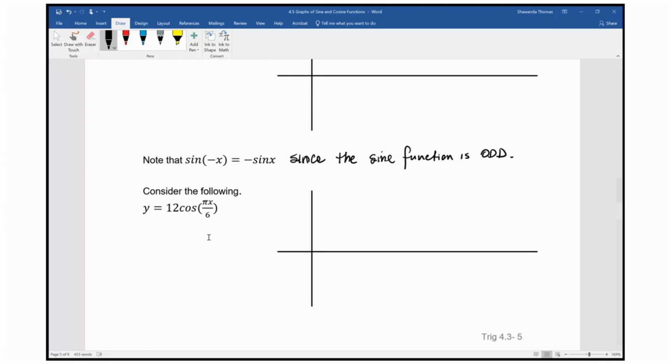We're supposed to find the period. All right, let's see. Period, what is that formula? 2 pi over b. And we use 2 pi because the regular sine and cosine functions have a period of 2 pi. So 2 pi over b. And how do we find b?